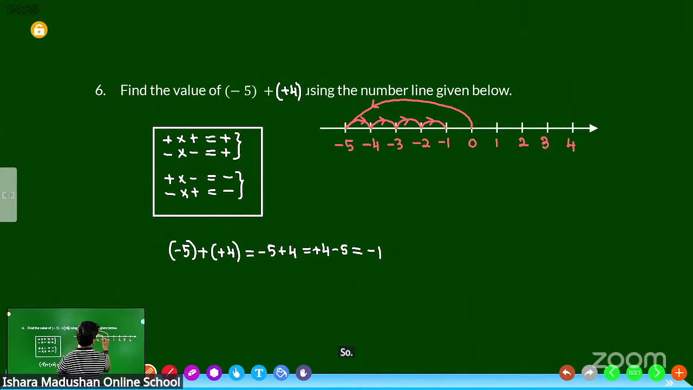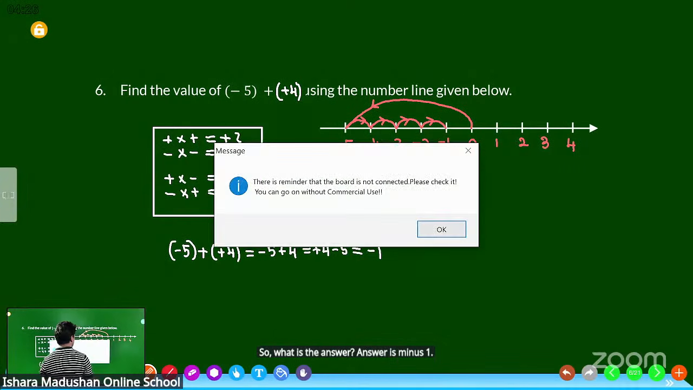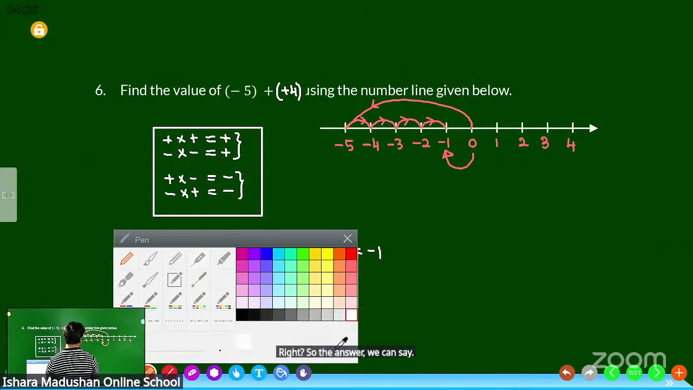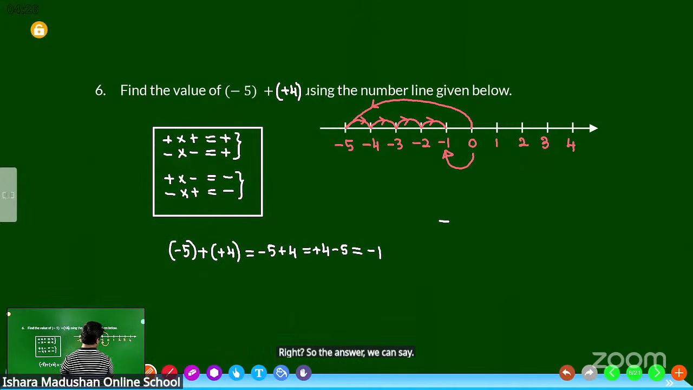So what is the answer? Answer is -1. Right? So the answer we can say is -1.